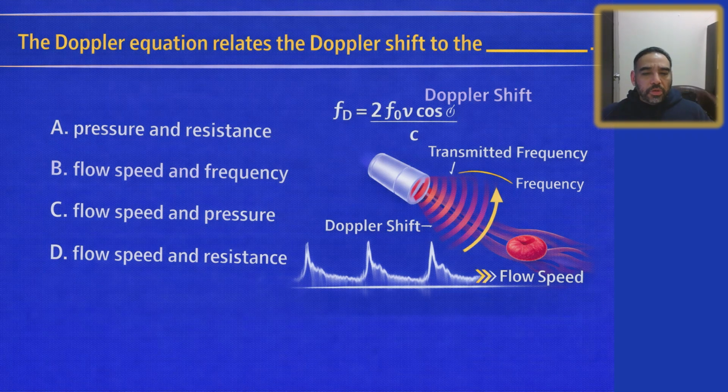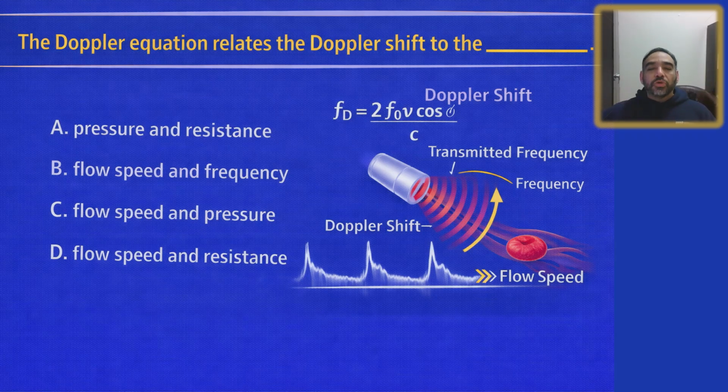So the next question is, the Doppler equation relates the Doppler shift to the what? Answer A is pressure and resistance. B is flow speed and frequency. C is flow speed and pressure. And D says flow speed and resistance. So the correct answer here is flow speed and frequency.